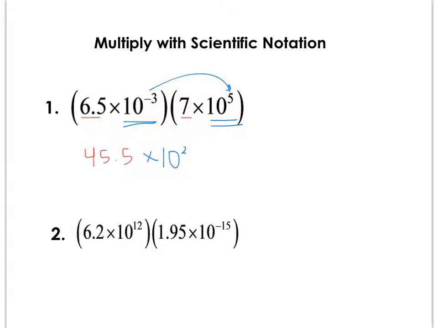However, this number here, 45.5, is not between 1 and 10. I need to change that number so it's between 1 and 10. So I'm going to move my decimal one place to the left. And when I do that, with the exponent, I have to make sure. I wanted to go to the right 2 places, right? Because that's 10 to the second. But if I move it back to the left 1 place, now I have to go an extra unit to the right. So what this will turn into is 4.55 times 10 to the third, and that's in scientific notation.